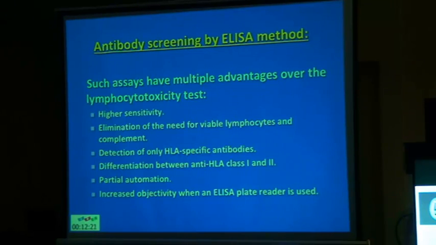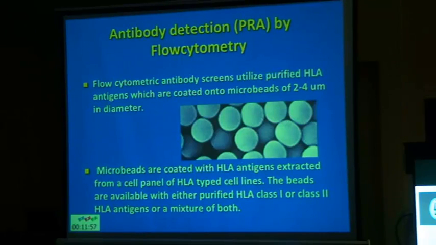Antibody screening by ELISA, such an assay has multiple advantages over the lymphocyte toxicity test, as it has a higher sensitivity, elimination of the need for viable lymphocytes and complement, detection of only HLA-specific antibodies, differentiation between anti-HLA class 1 and class 2, partial automation, and increased objectivity when an ELISA plate reader is used.